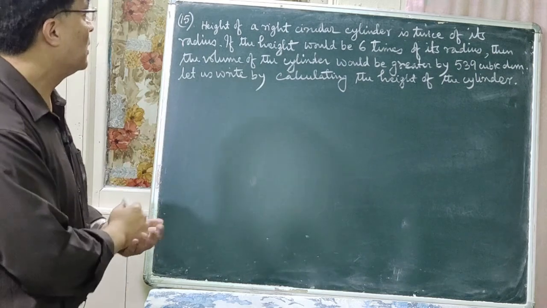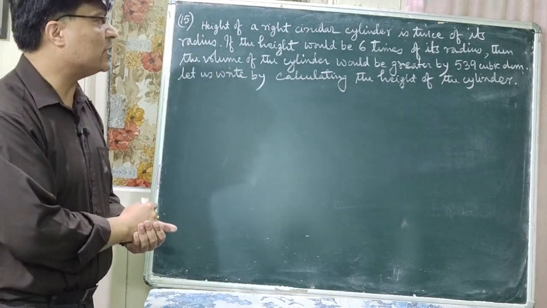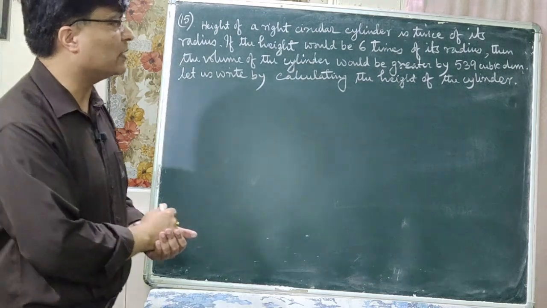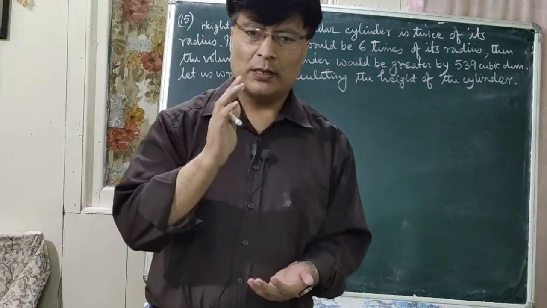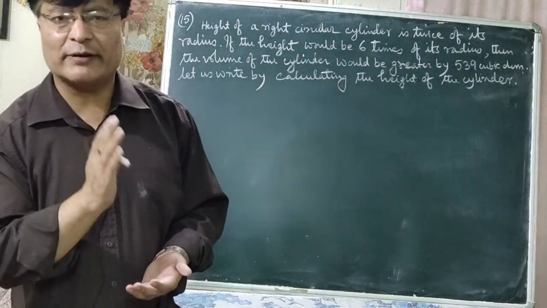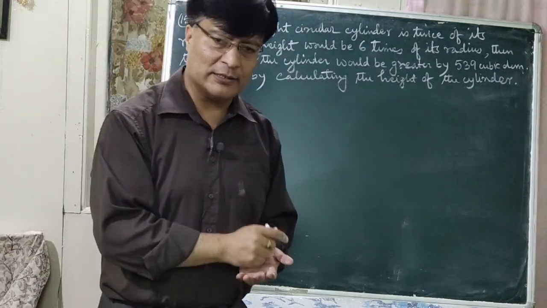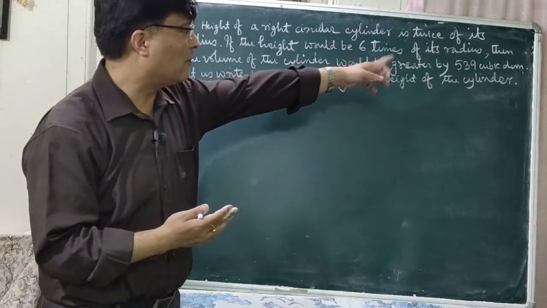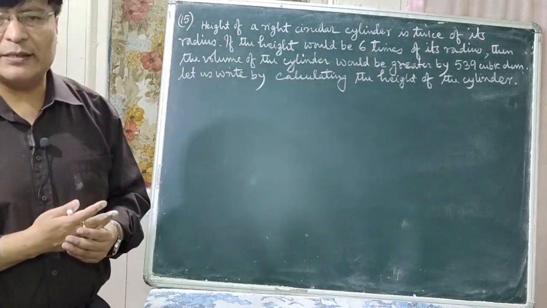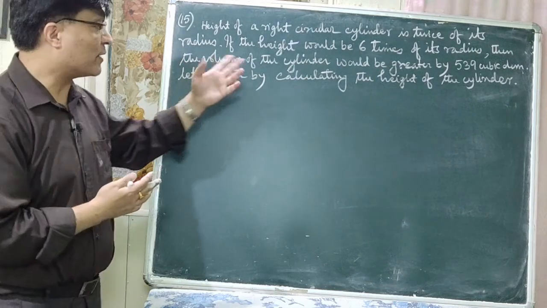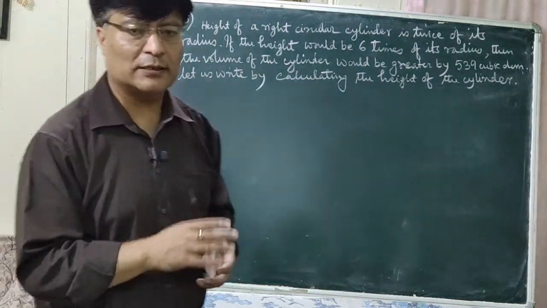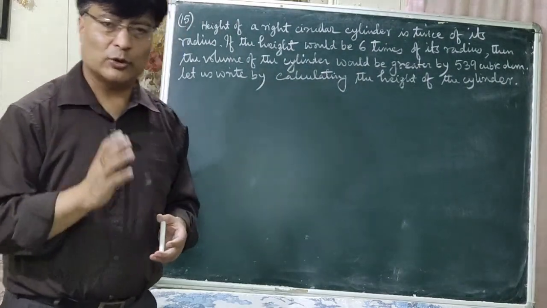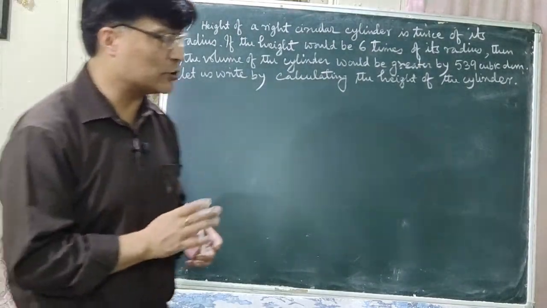Okay. Now, if the height would be 6 times its radius, then the volume of the cylinder would be greater by 539 cubic decimeter. So if the height would be 6 times its radius, then the volume of the cylinder will be more by 539 cubic decimeter. So let us find the height of the cylinder. So you have to find the height of the cylinder. Did you understand the question? I am explaining the question again.